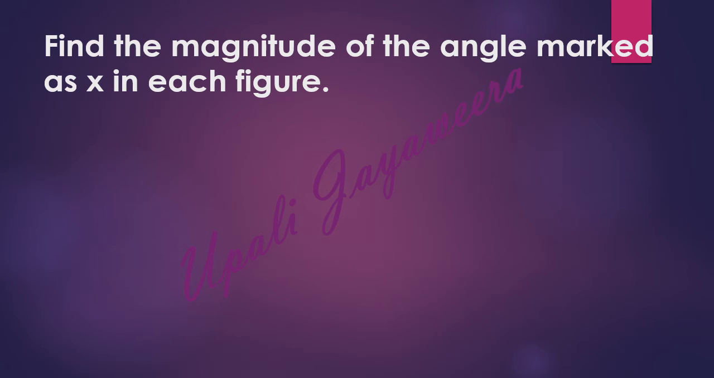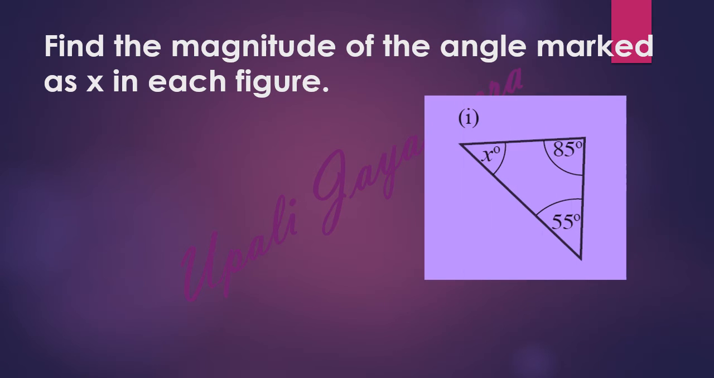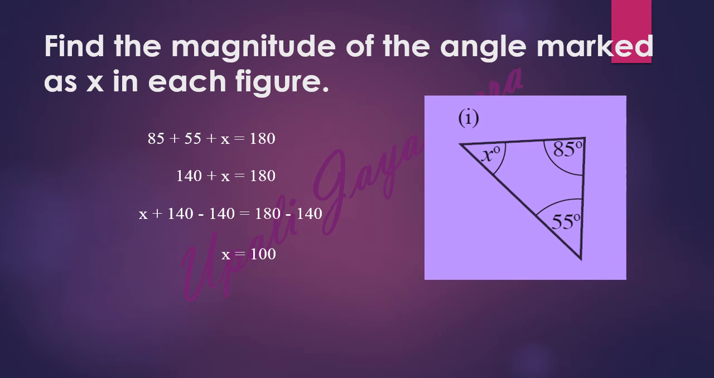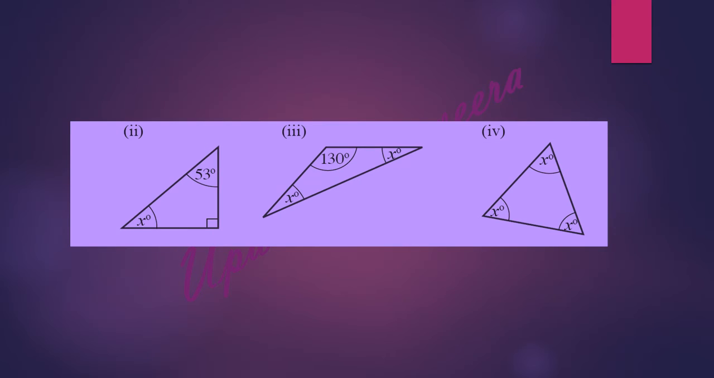Now find the magnitude of the angle marked as x in each figure. We'll get number 1. The other two angles are 85 and 55. So 85 plus 55 plus x should equal 180. Then 140 plus x equals 180. Then x equals 100. Number 2, 3 and 4 for you.